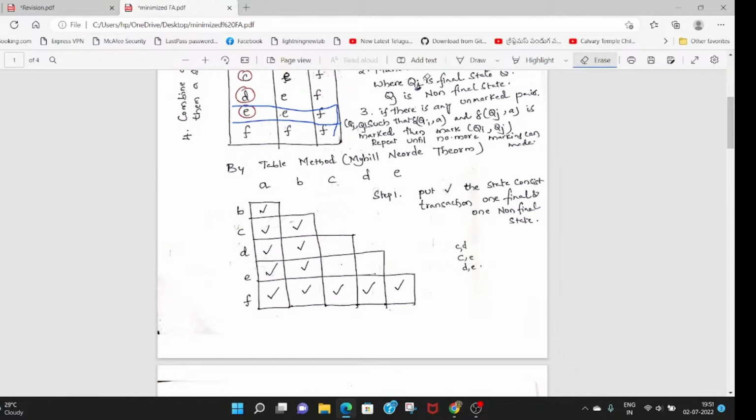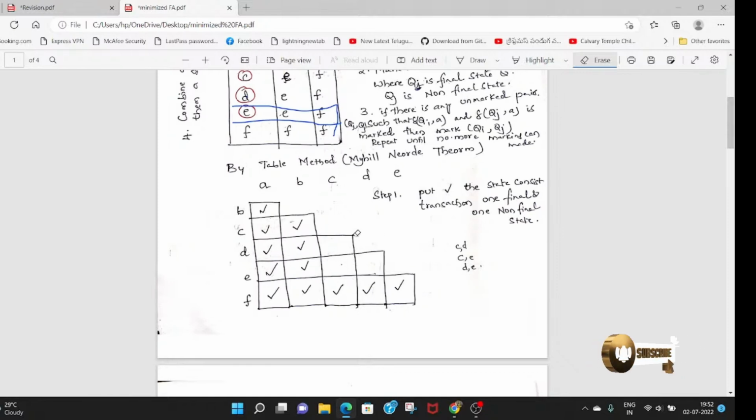So for that reason, in step 3, you can consider the unmarked pairs. See here, if there are any unmarked pairs, you can consider them and find out the transitions. If you're getting a new pair, you can verify whether those pairs are already ticked or not. If it is checked, then you can make this particular state pair also tick. Otherwise, it will still remain unchecked. So that is what your algorithm will say.